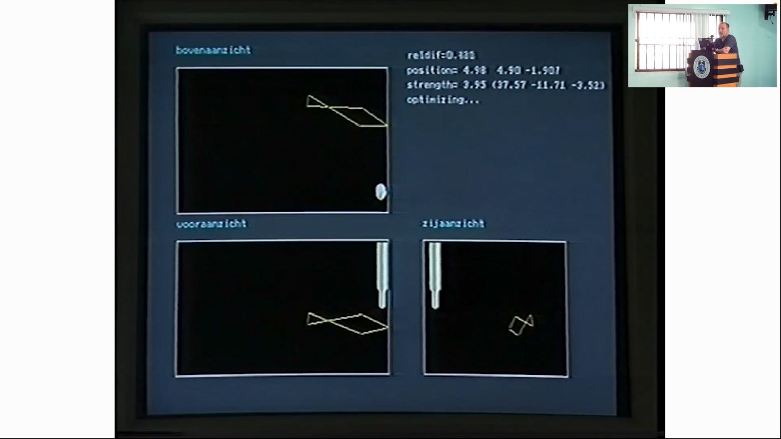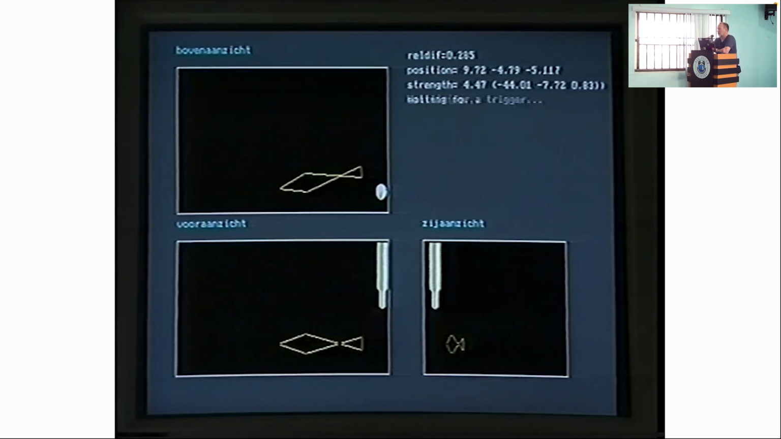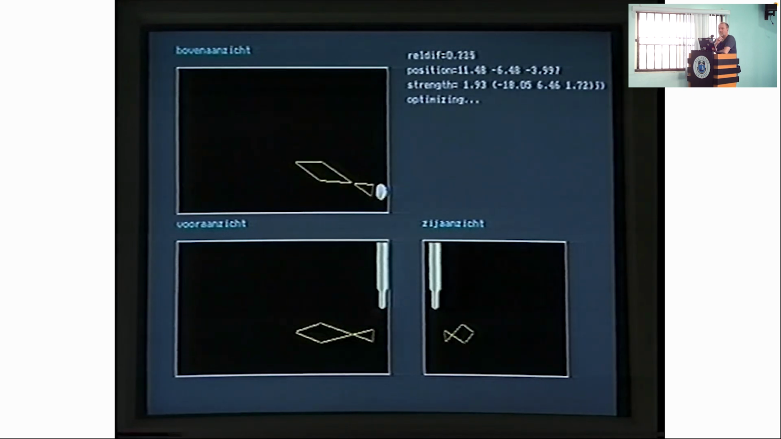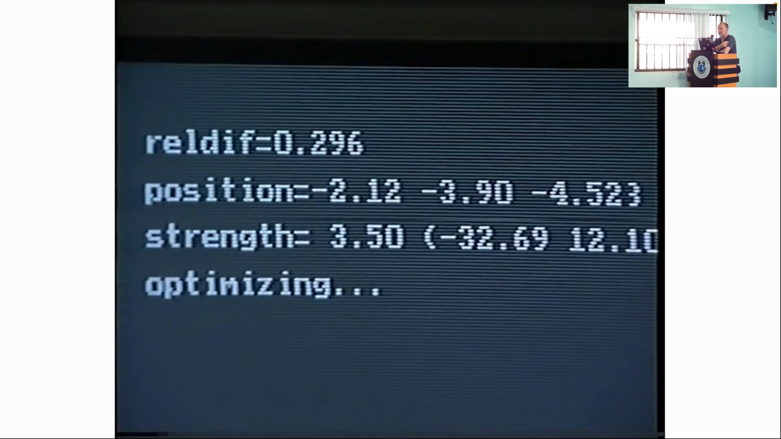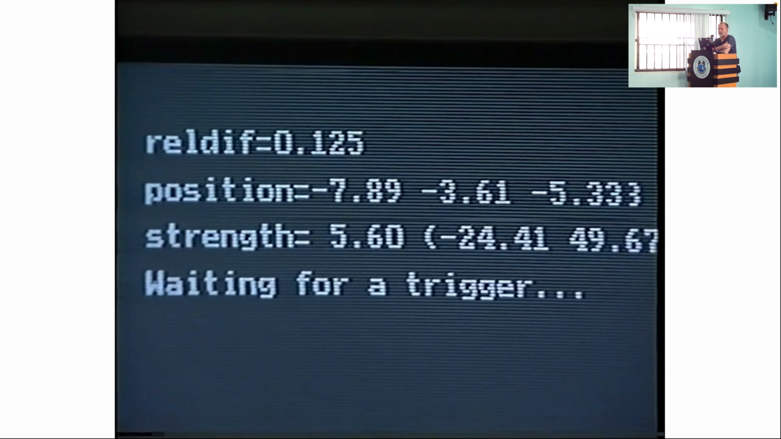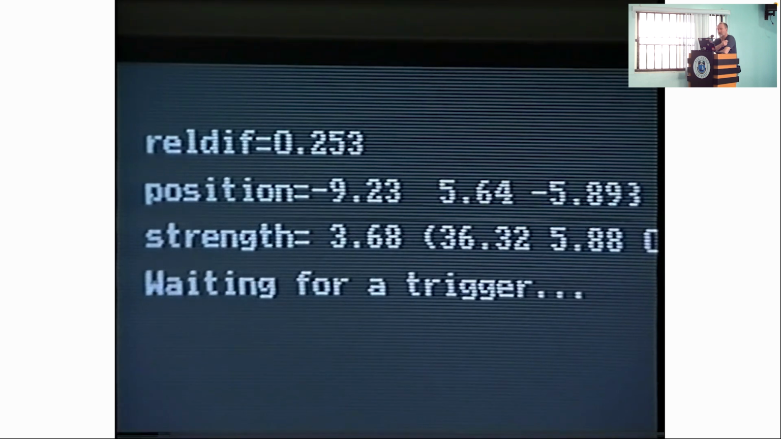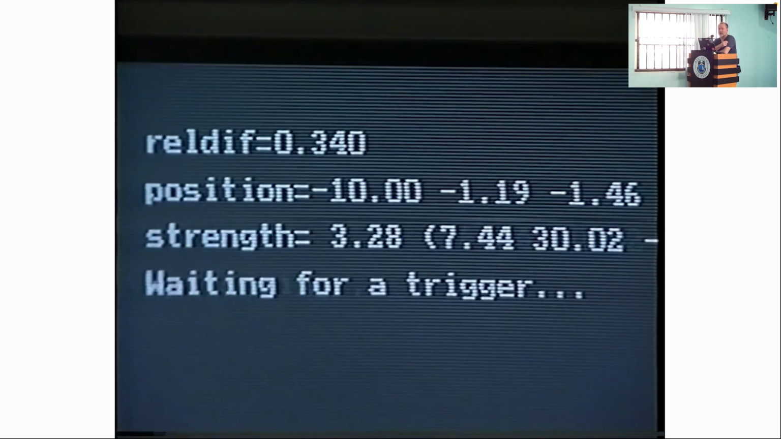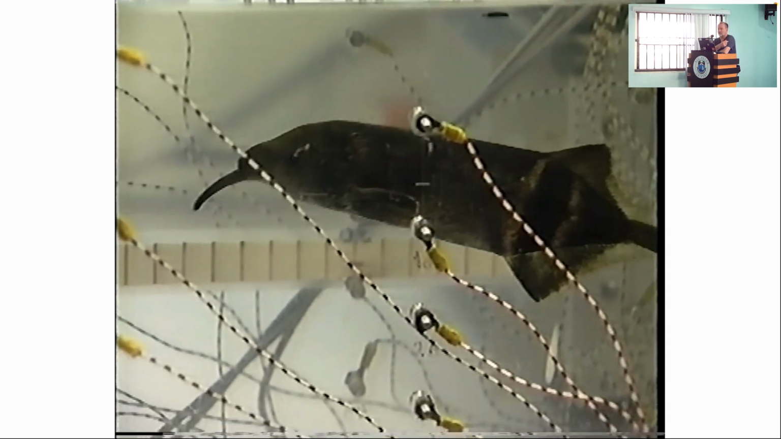So the dipole not only shows where the fish is in the aquarium or in the fish tank, but the dipole also shows in which direction the fish is pointing, because the dipole of the fish, or the equivalent current dipole that we model to the fish, is pointing along the length of the fish. So here you see, for every pulse, that the position is being estimated, that the strength is being estimated, and you also see the relative difference, which indicates how well the dipole explains the potential distribution that we've recorded.